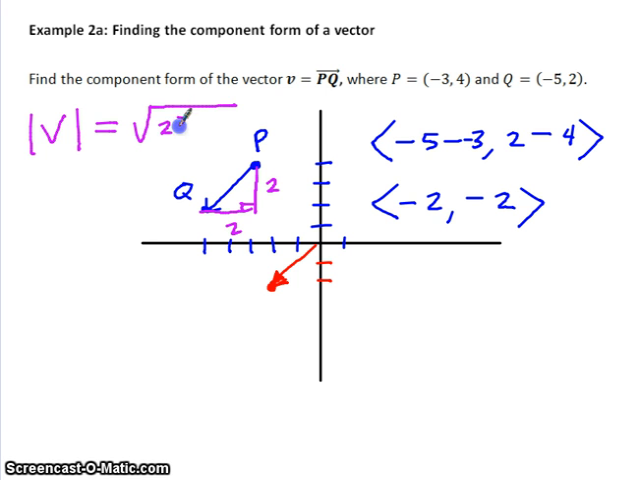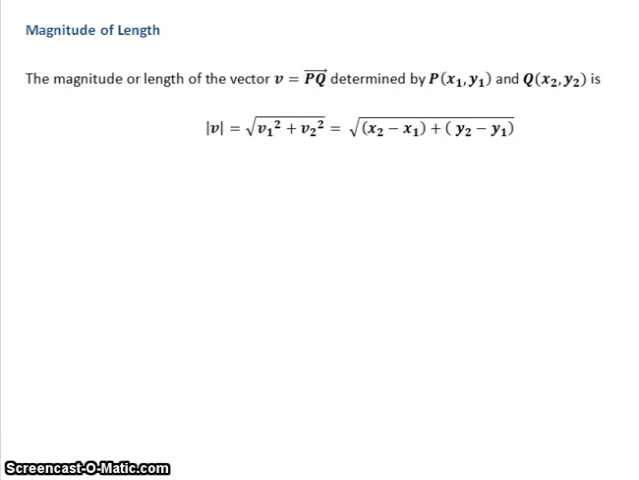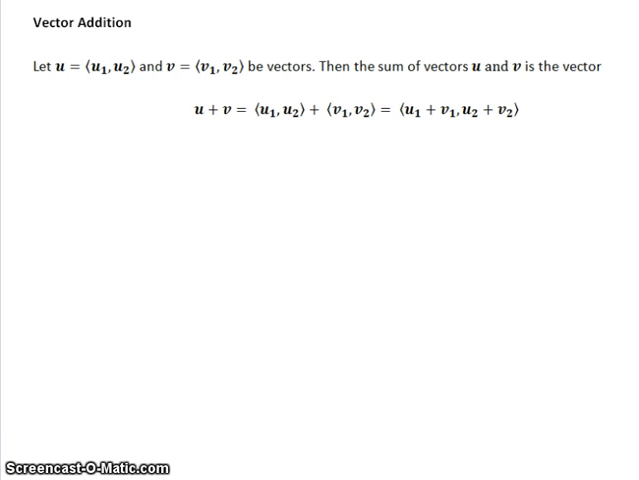So we have 2 squared plus 2 squared, and that gives us an 8. Square root of 8 is 2 root 2, because 8 is 4 times 2. Take the square root of 4, that's 2. Alright, jamming along here. Let's move to vector addition.